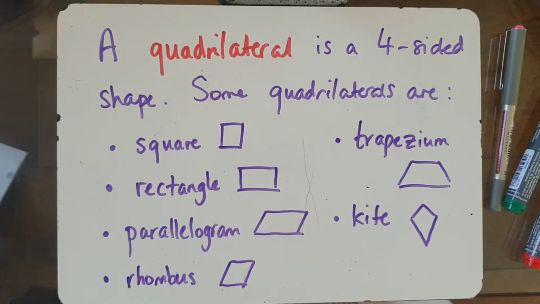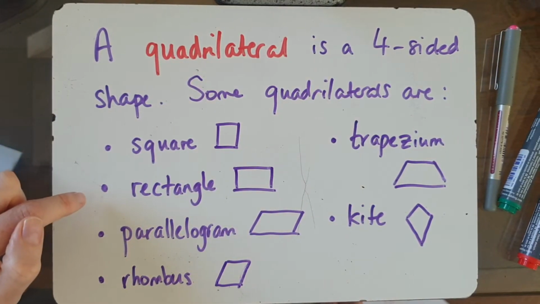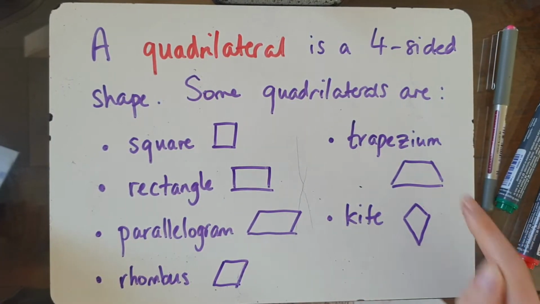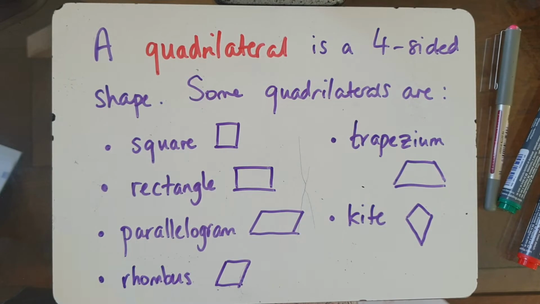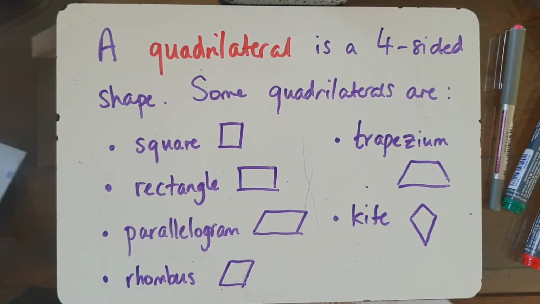So these are the quadrilaterals I came up with. You know a square, rectangle, parallelogram, rhombus, trapezium, kite. You might have come up with more, but any four-sided shape is a quadrilateral.